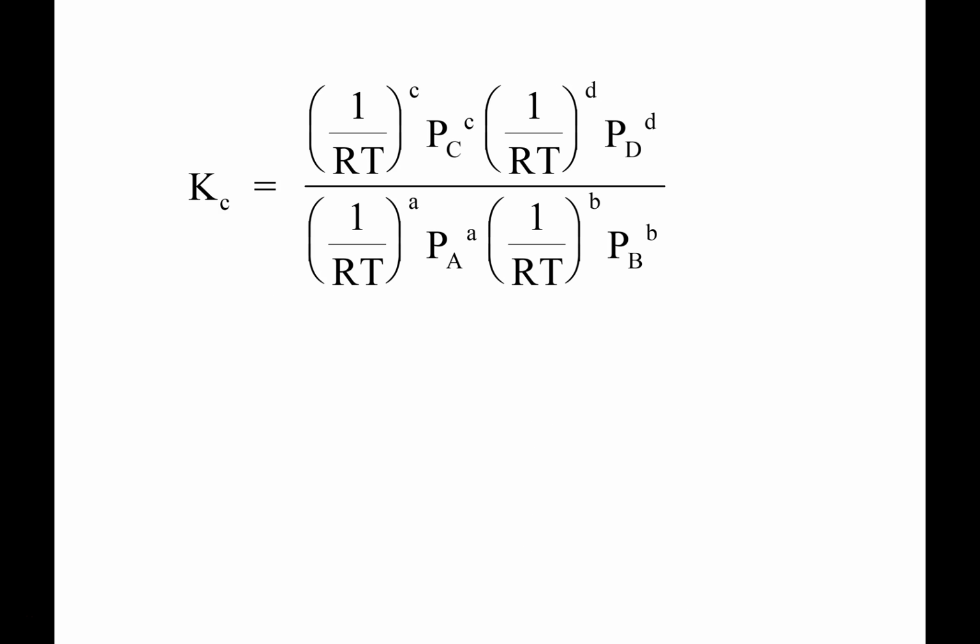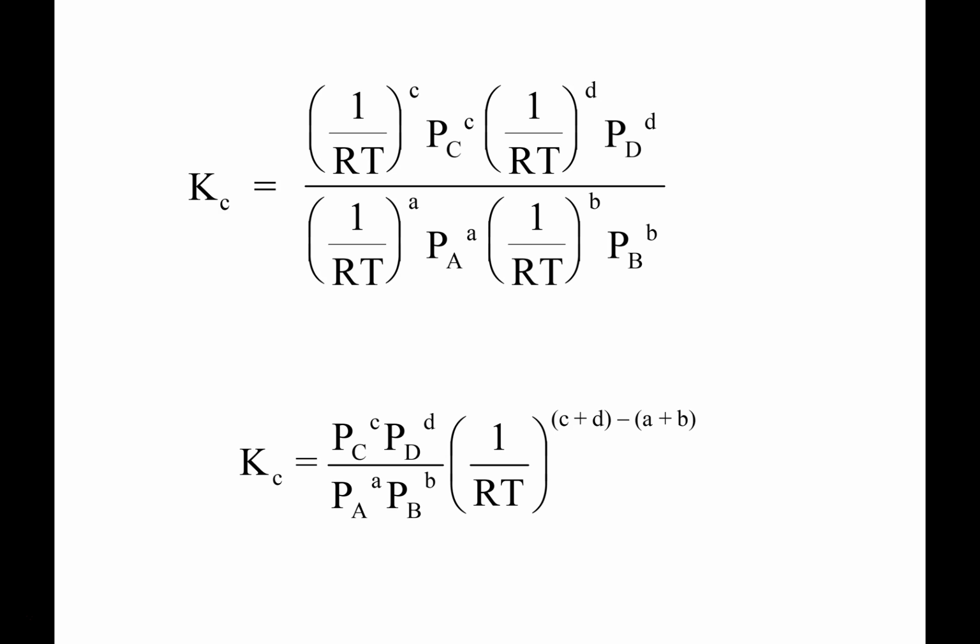So we pull out the inverse of RT term and keep the power associated with the partial pressures. That's what I've done for C and D and A and B here. We take the 1 over RT term out, and we have to bring their exponents with them. So it looks like this. We gather the partial pressures all together. We're going to have one big inverse of RT, and the power will be C plus D minus A plus B, because it's a minus, since A and B are in the denominator.